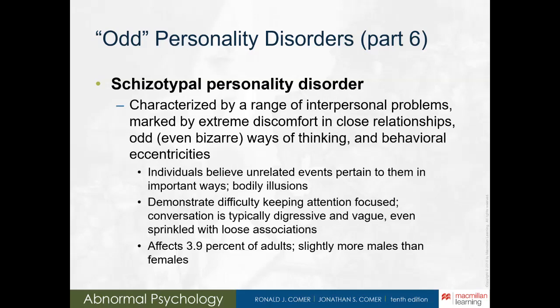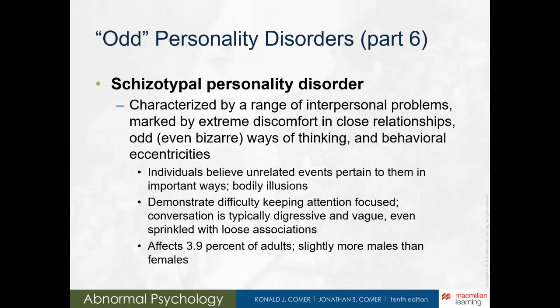It may be the government, or the individual who is talking on the TV, that they believe is communicating exclusively to them. They often will have bodily illusions as well. Bodily illusions meaning that they think that they are bigger than what they are, or smaller than what they are. They often demonstrate difficulty keeping their attention focused. They have a very hard time staying on track and on target. And their conversation is typically going to digress and be vague, even sprinkled with some loose associations.